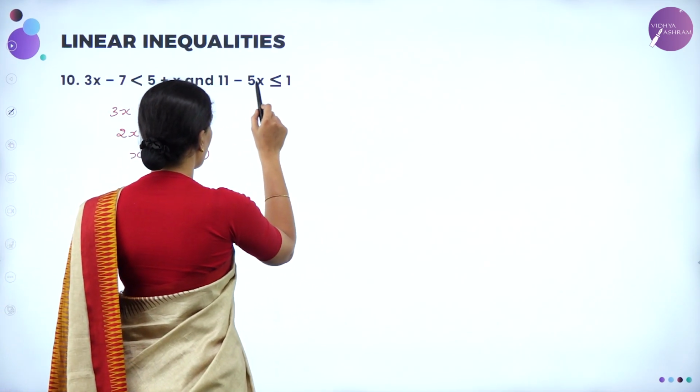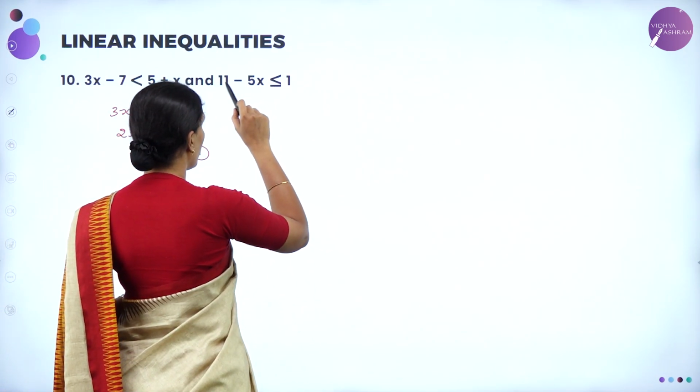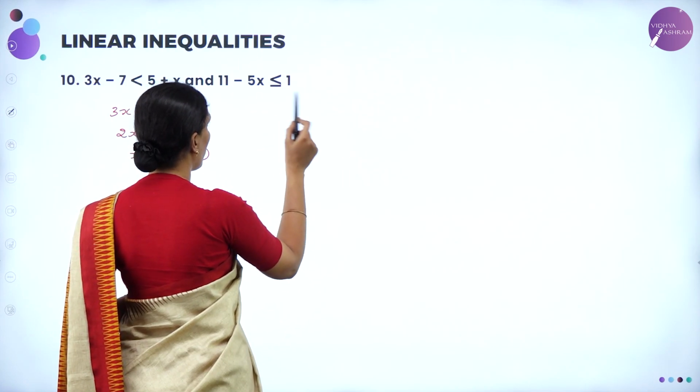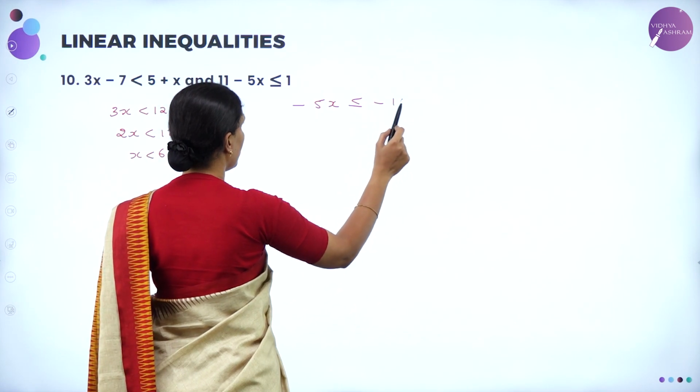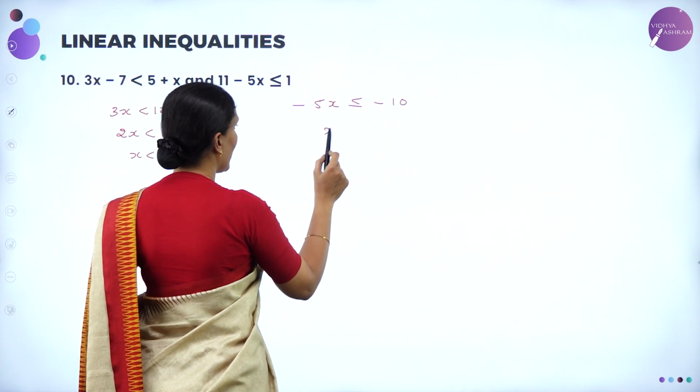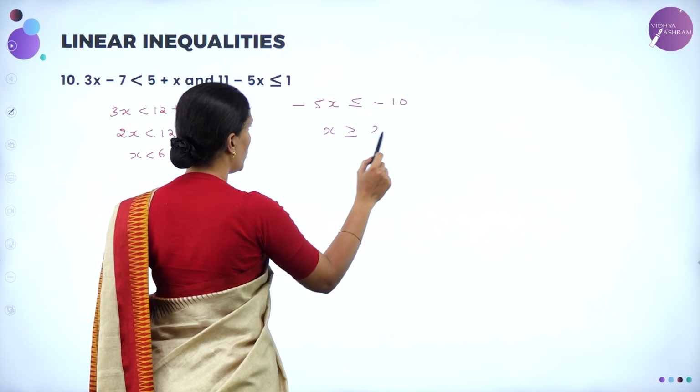Now here, 11 minus 5x less than or equal to 1. To remove 11, I'll subtract 11 on both sides. So minus 5x less than or equal to minus 10. I'll divide by minus 5. x is greater than or equal to 2.